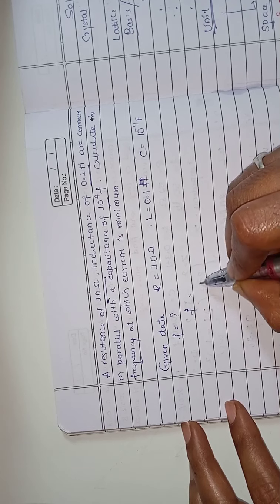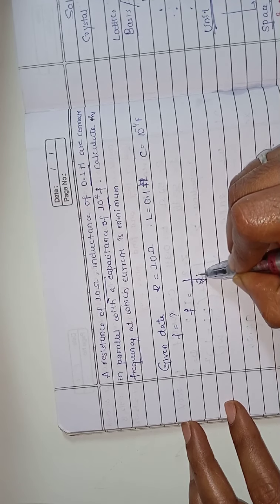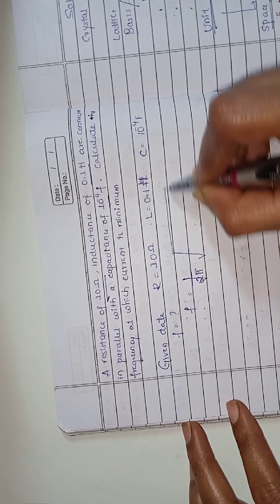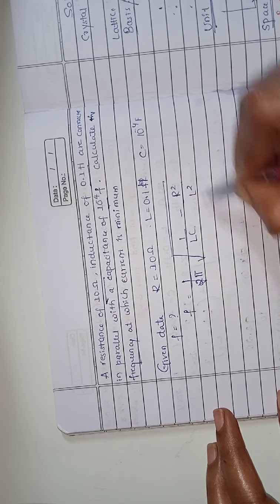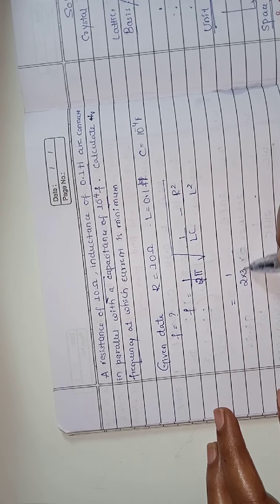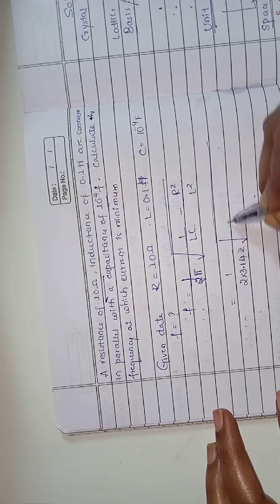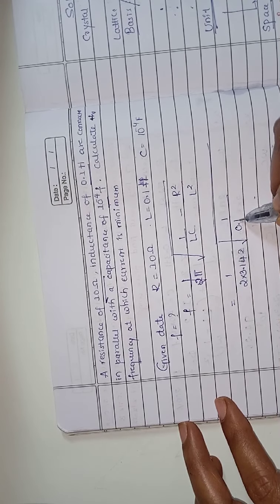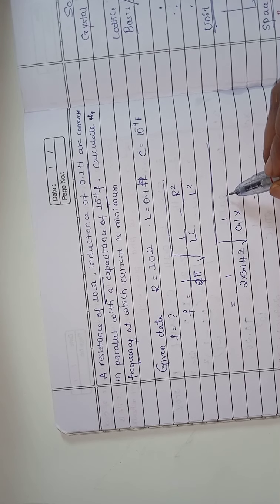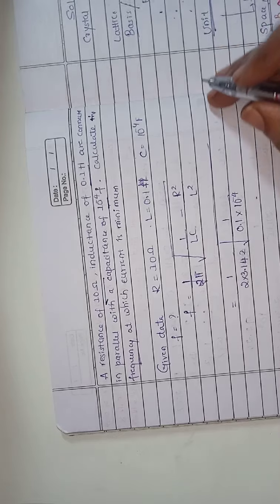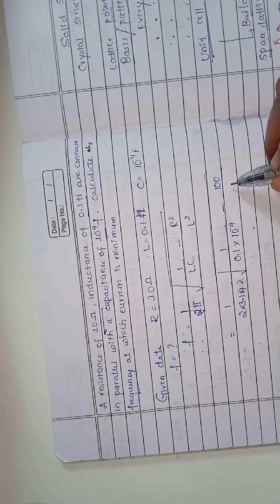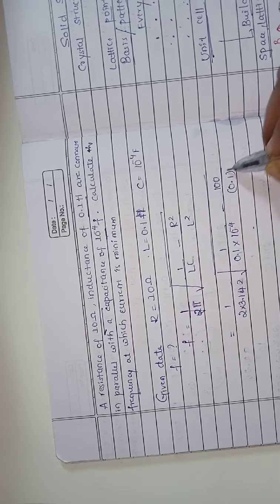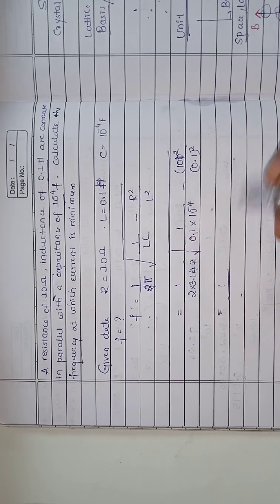Then what they have asked is frequency, that is F. The frequency formula we know: F is equal to 1 divided by 2 pi into square root of 1 by L C minus R square by L square. So 1 divided by 2 into 3.142 into square root of 1 divided by L, 0.1, into 10 to the power minus 4, minus R square, 10 square is 100, divided by L square, 0.1 square.